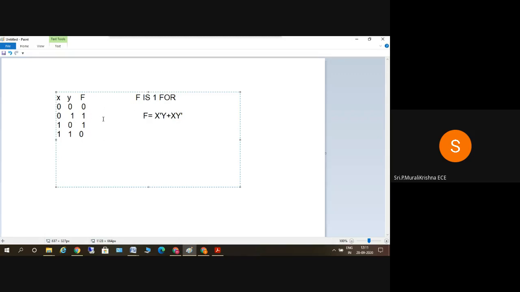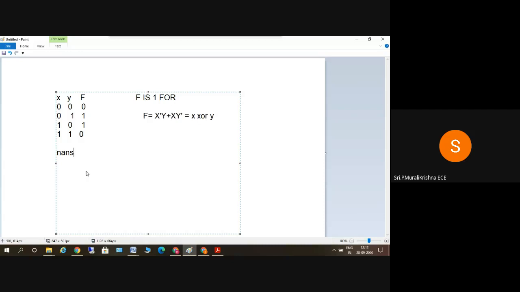To check the truth table, check the output column, check the outputs which are equal to 1. Multiply those inputs and add those products which make the output 1. Clear? Yes, sir. So this operation is equal to x exclusive-OR y. So this is the exclusive-OR operation. Clear? Yes, sir.